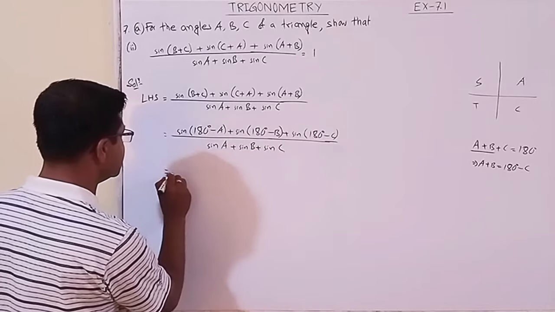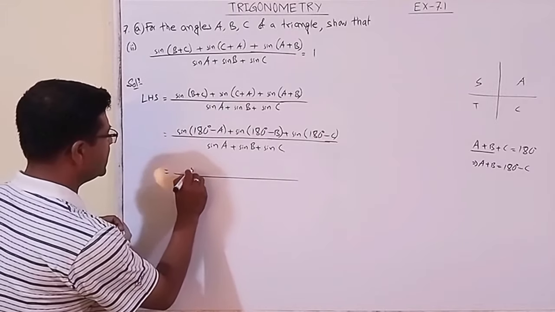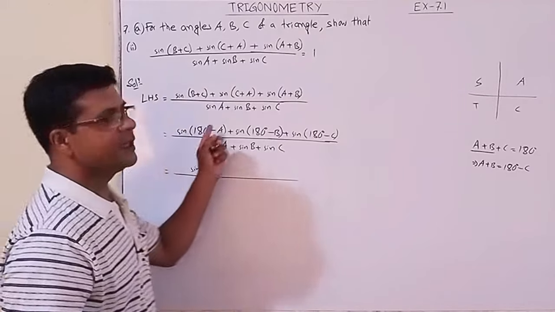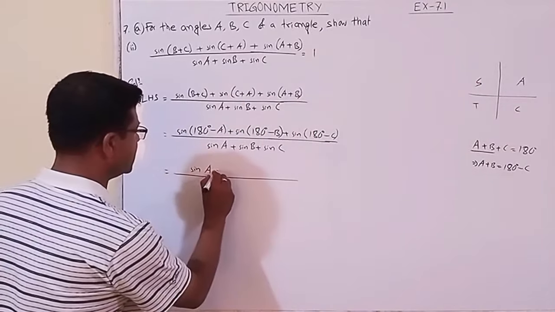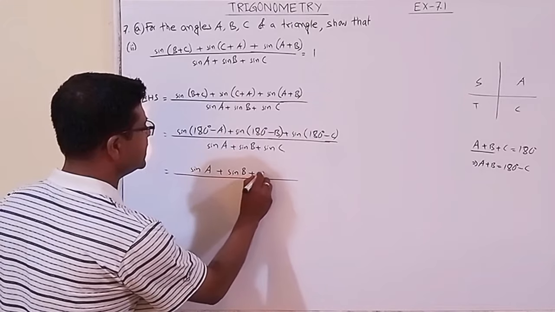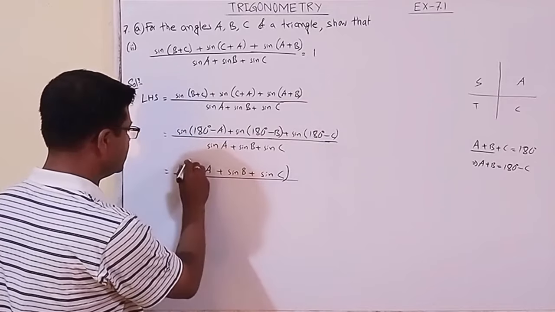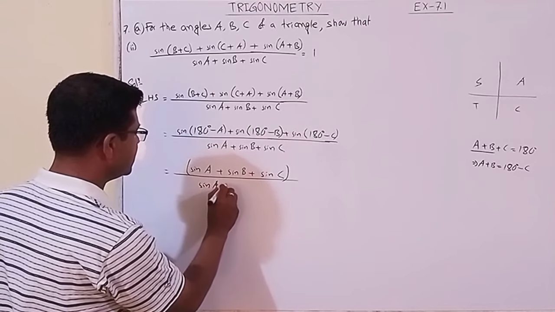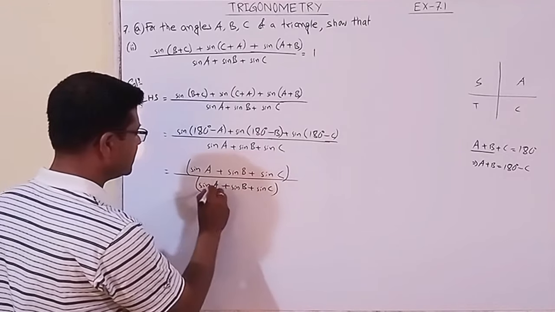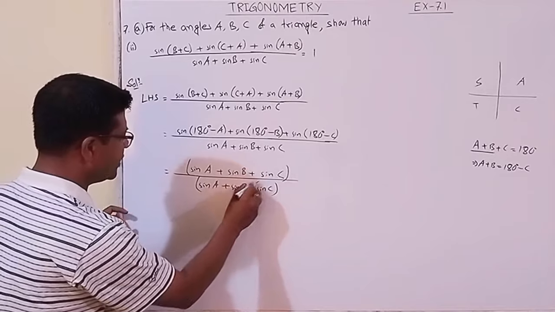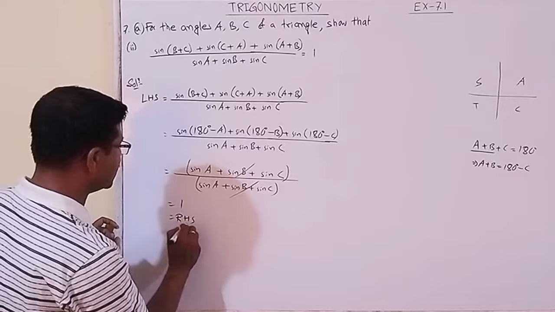This sum is also very, very easy. Now sine of 180 minus A, obviously it is sine A. 180 minus A is in the second quadrant, and in the second quadrant sine is positive, so this is positive. Similarly, this is sine B. This is sine of 180 minus C, which is sine C, second quadrant, positive. This is one term. Now they are the same term, so they will cancel each other. This divided by this is equal to 1. This is the right hand side. Is it okay?